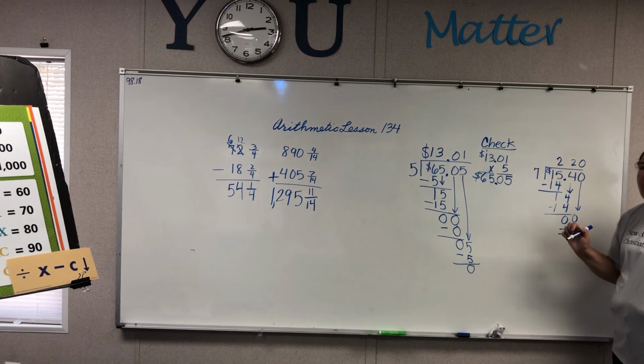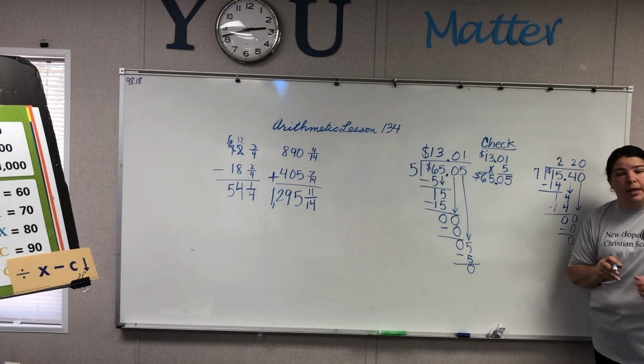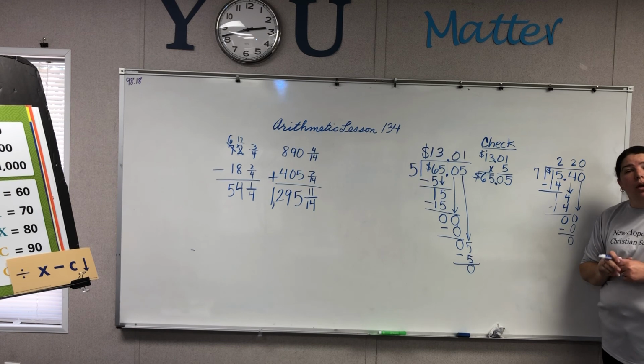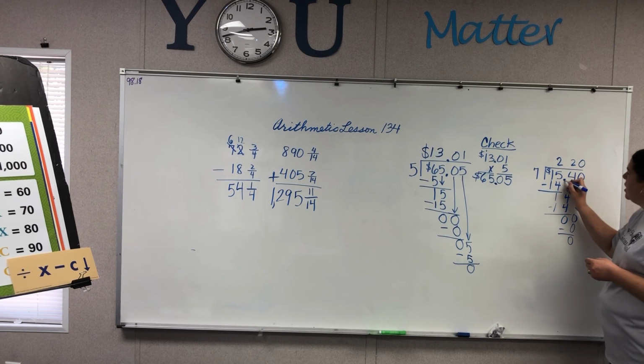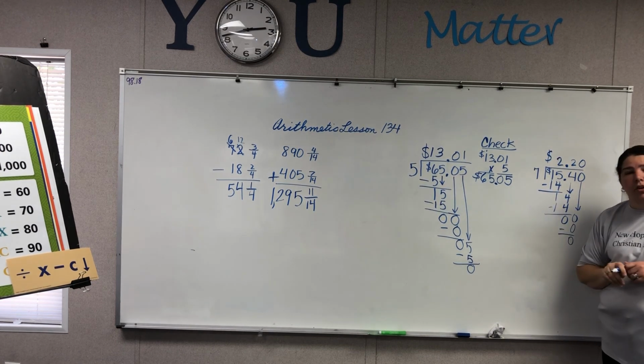Okay? Now, I forgot something up here. Who knows what I forgot? The answer is not 220. Please make sure that you remember your decimal point goes in the same place. Your dollar sign goes in the same place. Don't forget.